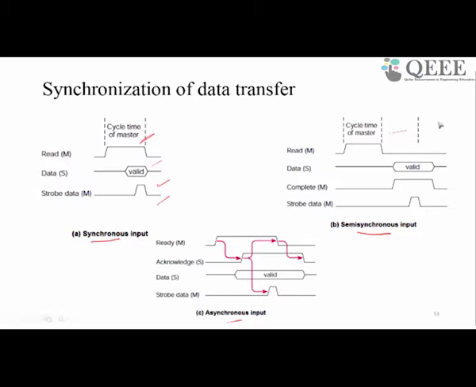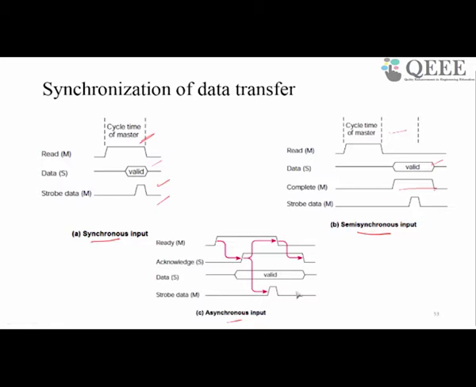So it works under the assumption that the device is faster and the timing is as per the master's clock. In the semi-synchronous one, a slower device can take more than one clock cycle to make the transfer happen. So the device may make valid data available here, but may also indicate through a signal that the data is available or complete. Then the data can be stored in.